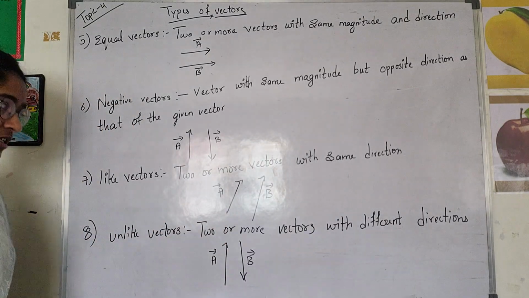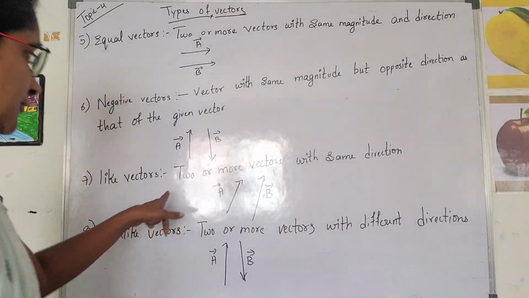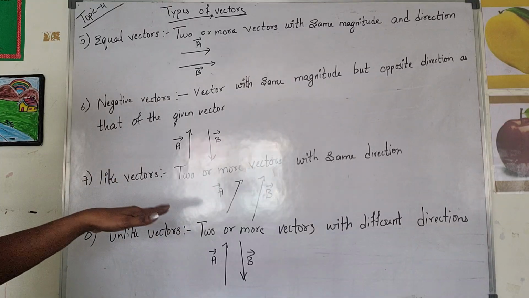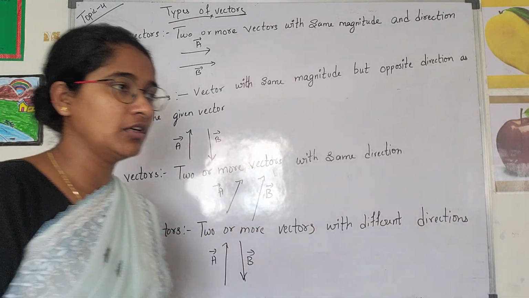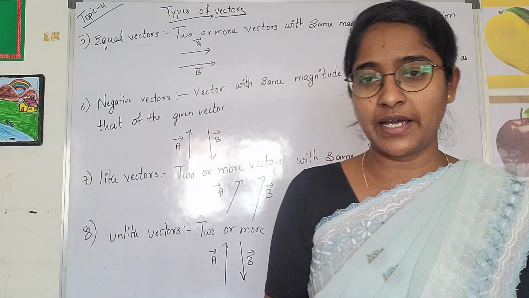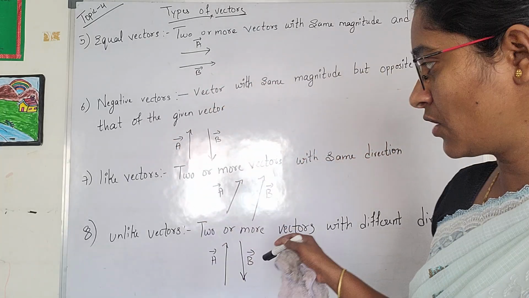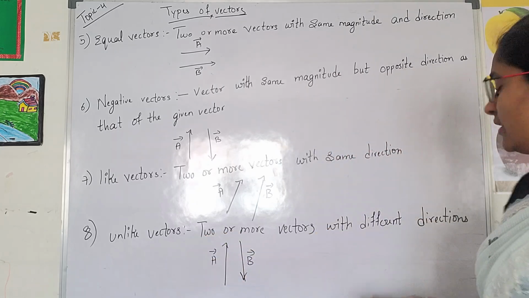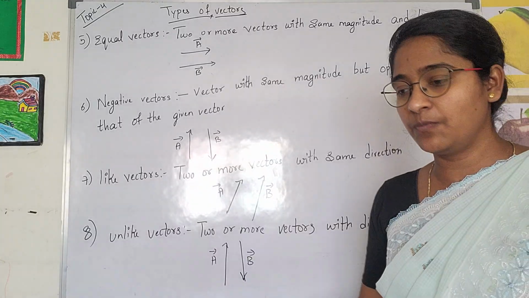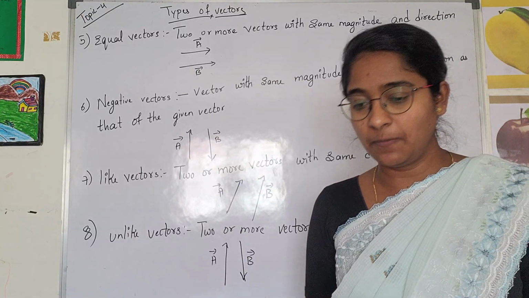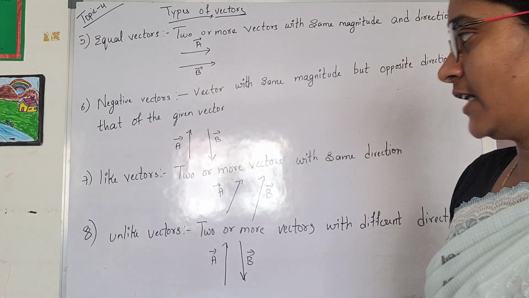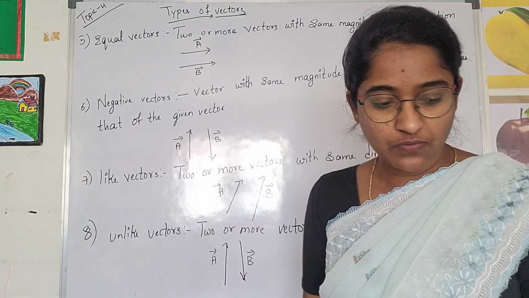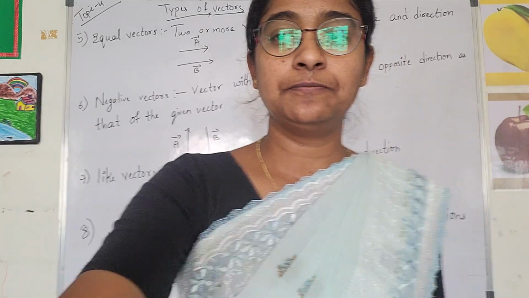Then like vectors. Like vectors are two or more vectors with the same direction. If only the direction is the same, those are called like vectors. Unlike vectors are those with different directions. It does not depend on the magnitude. So these are like vectors, unlike vectors, equal vectors, and negative vectors. We'll see some more points in this.